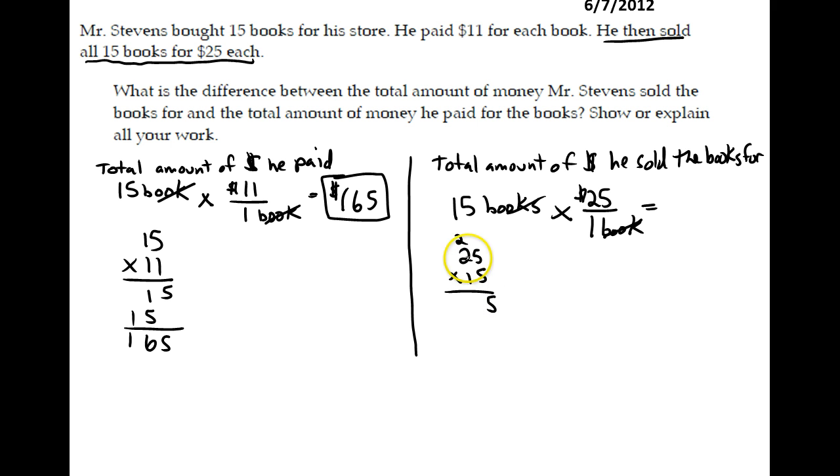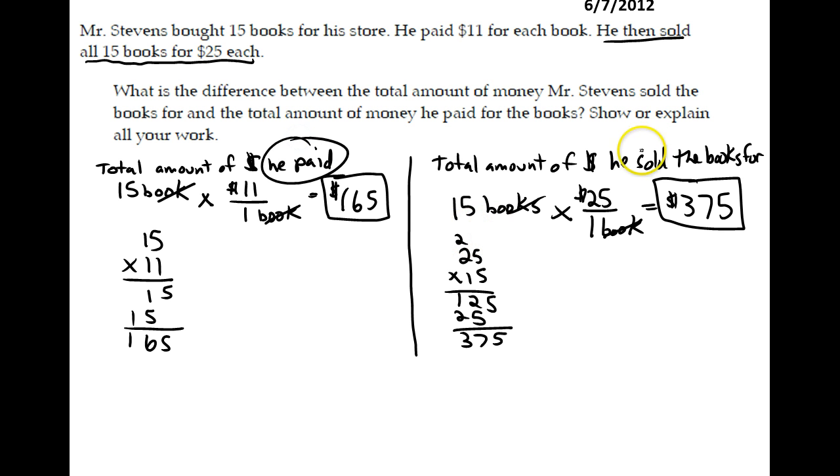5, carry the 2. That's 10 and 12. And then we have a 5 and a 2. 5, a 7, and a 3. So $375 is how much he sold the books for. He paid $165. He sold them for $375.